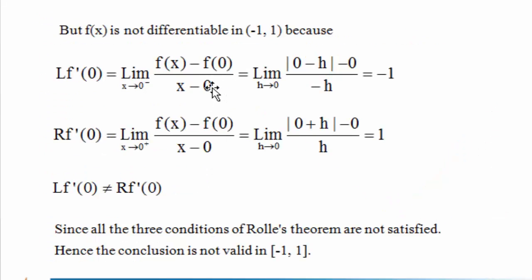Algebraically also we can say the left hand derivative has value -1, the right hand derivative at point 0 has value 1, both are not equal. So from this we can say the left hand derivative is not equal to the right hand derivative at point 0. So all three conditions of Rolle's theorem do not hold, so we are not guaranteed the existence of a point C lying between -1 to 1.